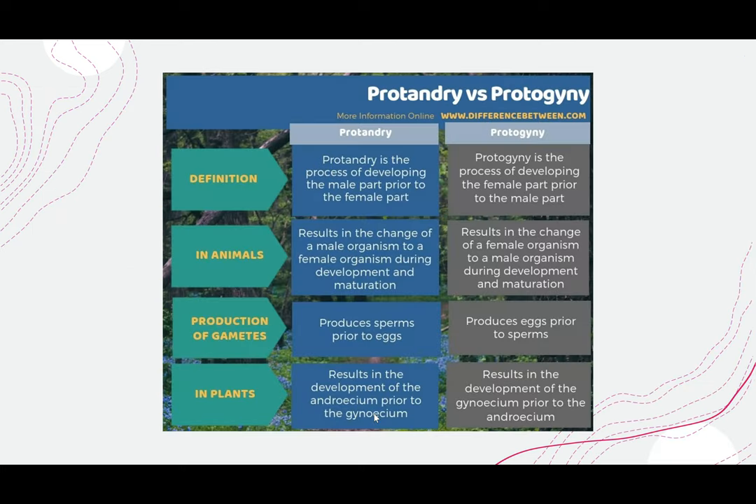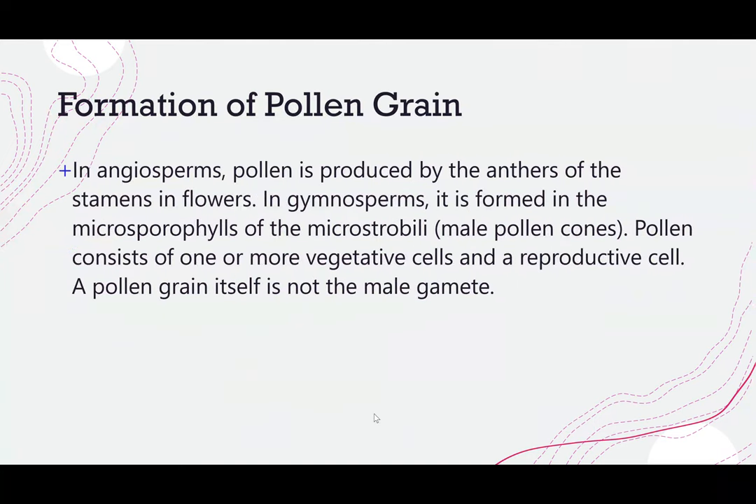So those are generally the key terms we use to describe these different types of plants in specific relation to reproduction, okay? So we're going to be looking at the formation of the pollen grain. In angiosperms, pollen is produced by the anthers of the stamens in flowers. In gymnosperms, it is formed by microsporophylls. We're not going to look at that; we're going to be looking at the angiosperms, but I put the difference here. Gymnosperms produce pollen differently than the angiosperms, and what we're looking at in CAPE is the angiosperm specifically, all right?